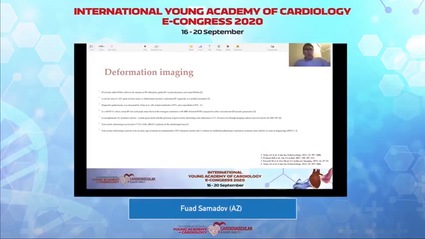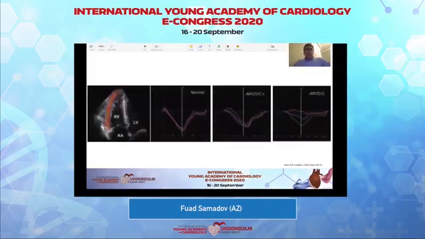In asymptomatic arrhythmogenic cardiomyopathy mutation carriers, systolic peak strain and the presence of post-systolic shortening were abnormal in 71% of cases, even though imaging criteria were not met by the 2010 task force criteria. Here we can see strain imaging of the right ventricular free wall.